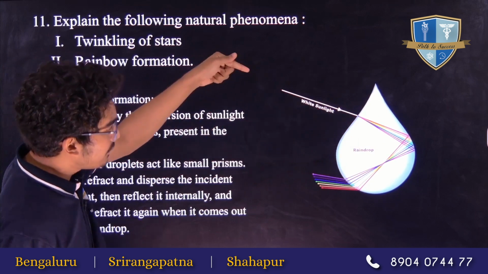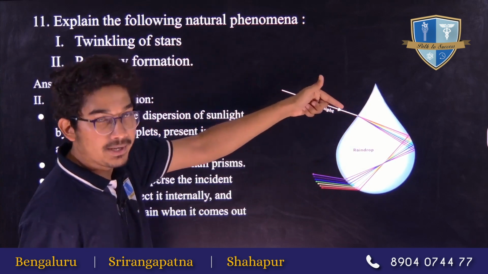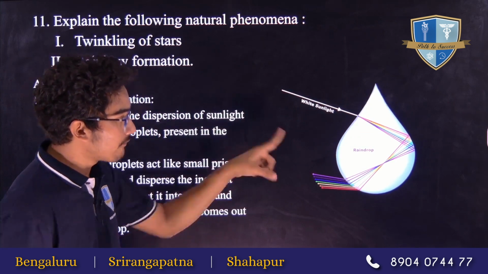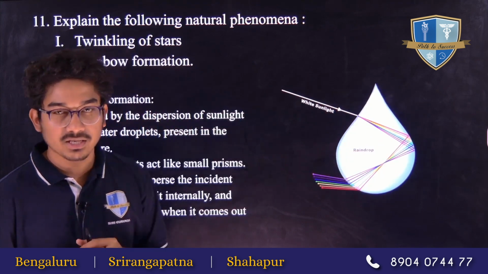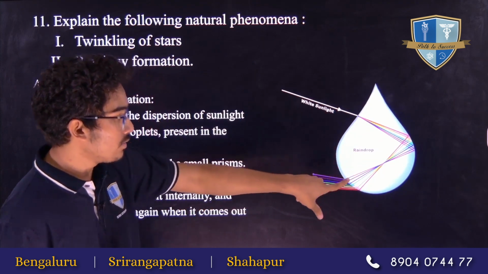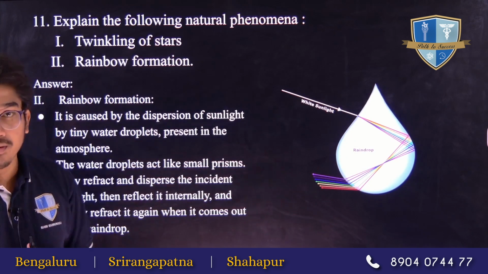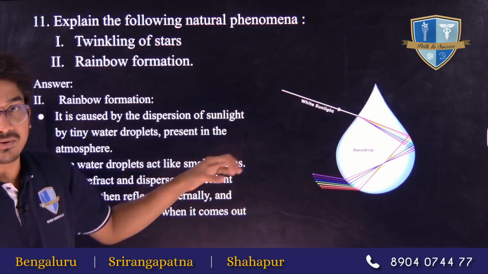So when sunlight, which is white light, enters this droplet, it will split into the 7 colors, a spectrum of colors, and after that it will undergo total internal reflection inside the droplet, and then it will undergo refraction again. Now see, all 7 colors are coming out of the droplet. These colors we see as our rainbow.